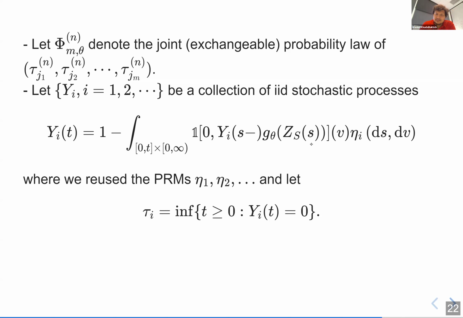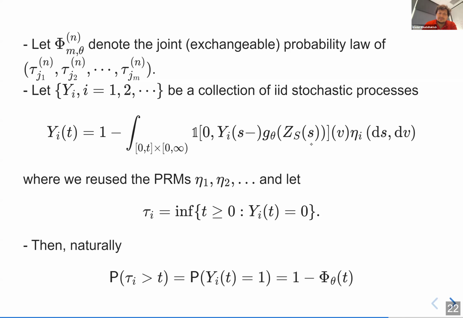And for this system, when I look at the transfer time, its probability law is very easy to calculate because the probability that there is no transfer by time t is the same as the stochastic process remaining 1 till time t, and it is just by construction 1 minus capital Phi of t, the probability measure that is induced by the dynamical system.